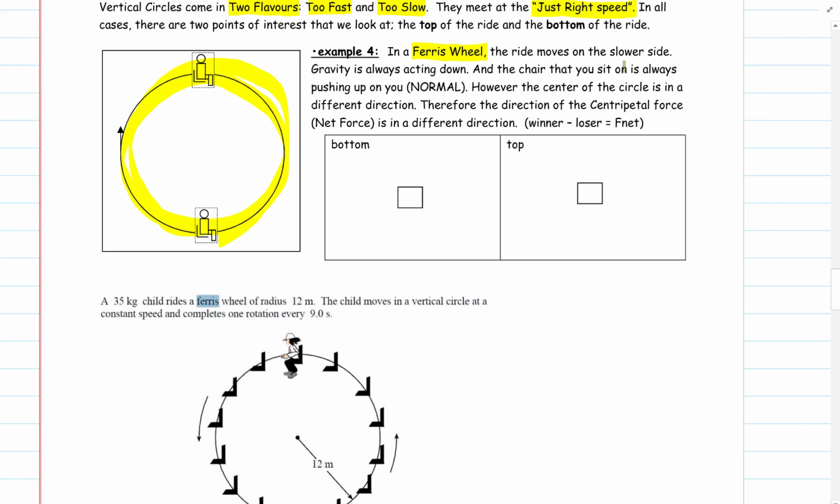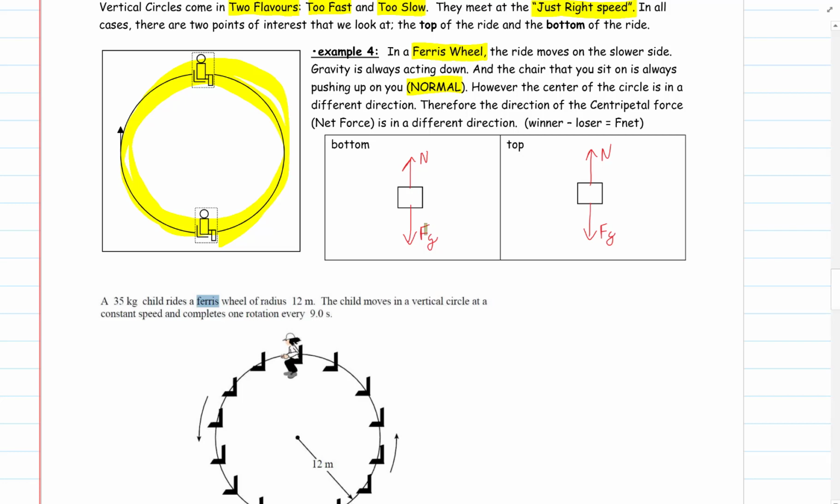Okay? The ride moves around on the slower side, and gravity is always acting down, and the chair you sit on is always pushing up, and that's the normal. However, the center of the circle is in a different location from top to bottom, and that makes a difference. So let's draw the free body diagram. At the bottom, we have the force of gravity down and the normal up. The same free body diagram at the top: the force of gravity down and the normal up. How is it different? Because different ones are winning.